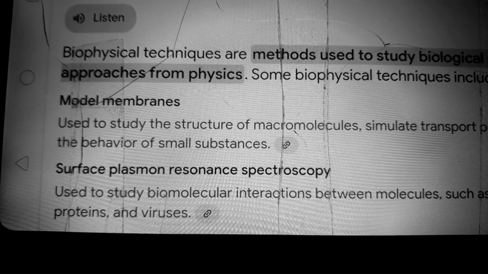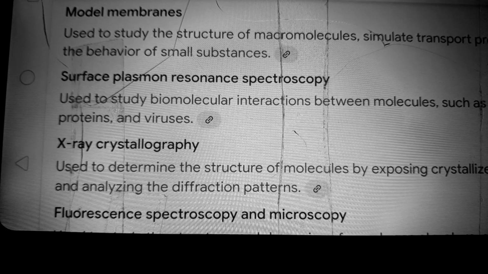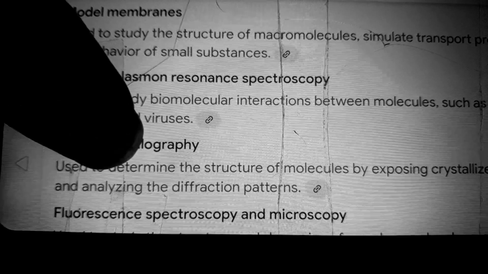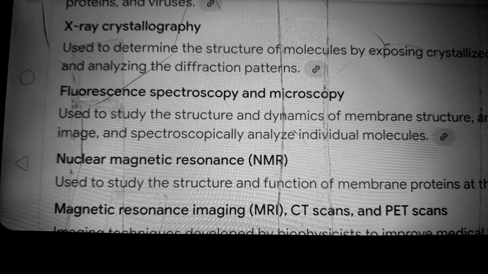Some biophysical techniques include model membranes, used to study structure of macromolecules, simulate transport processes, and analyze the behavior of small substances. Surface plasmon resonance spectroscopy, used to study biomolecular interactions between molecules, such as ions, fragments, proteins, and viruses. X-ray crystallography, used to determine the structure of molecules by exposing crystallized molecules to X-rays and analyzing the diffraction patterns.